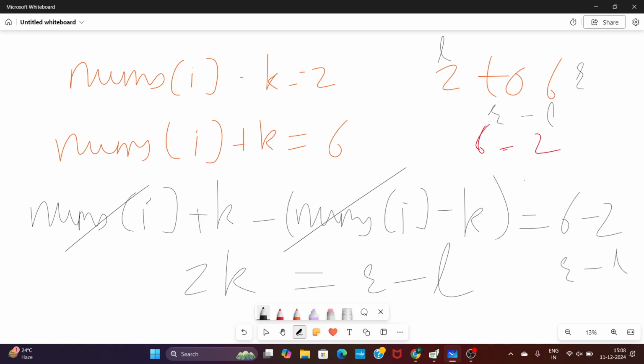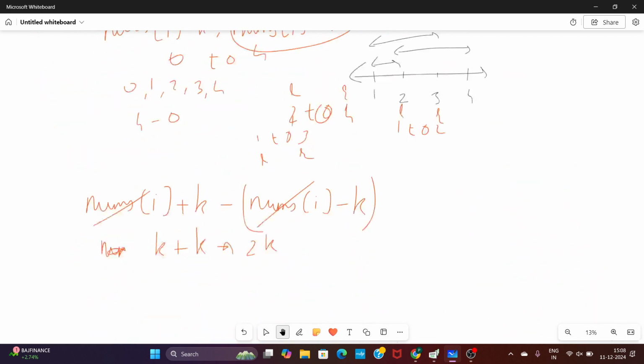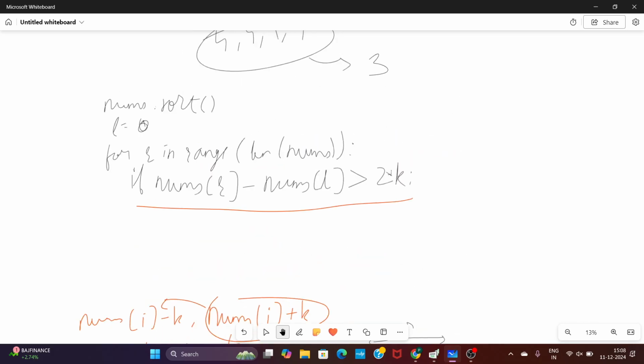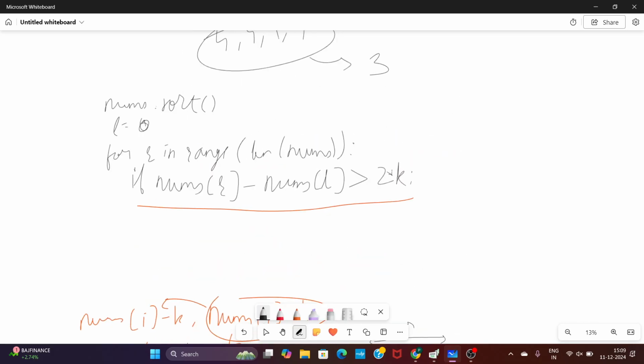So basically R minus L must be less than or equal to 2k, so that the elements will not repeat. But in this condition we are checking for greater than 2k, such that the elements must repeat. We are just reversing our approach over here. So if we found so, just simply increment our L.